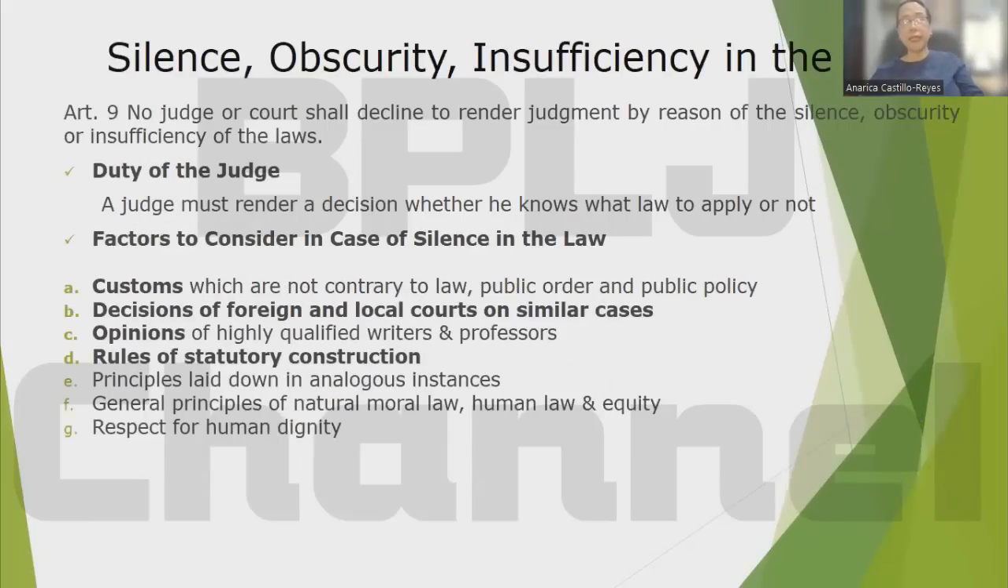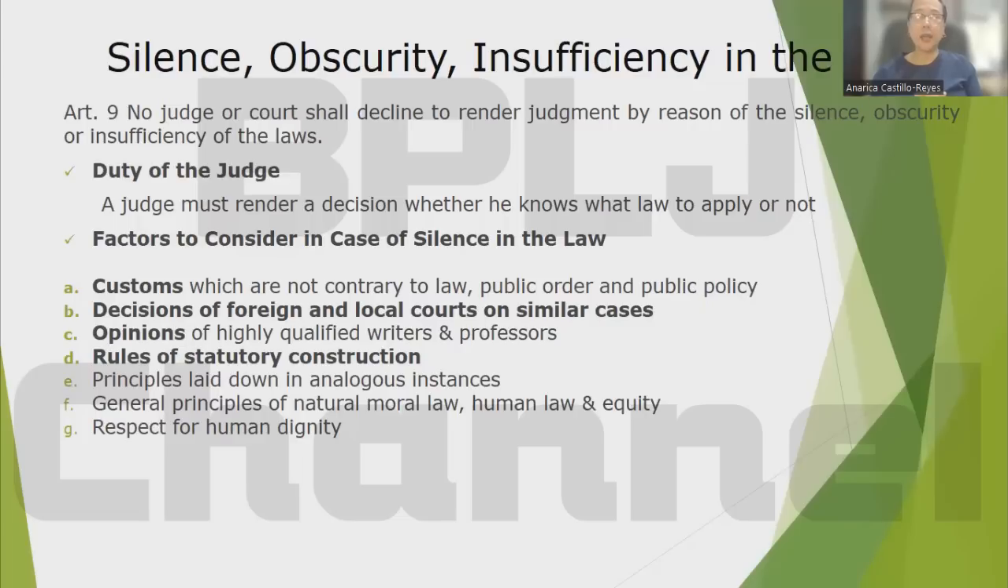Okay? Silence, obscurity, or insufficiency of the law. What happens if in a particular case, it seems that there is no applicable law? Okay? The law seems to be silent or what is provided under the law is insufficient. Can the judge simply refuse to decide on the case because there is no applicable law? Article 9 states that no judge or court shall decline to render judgment by reason of silence, obscurity, or insufficiency of the law.